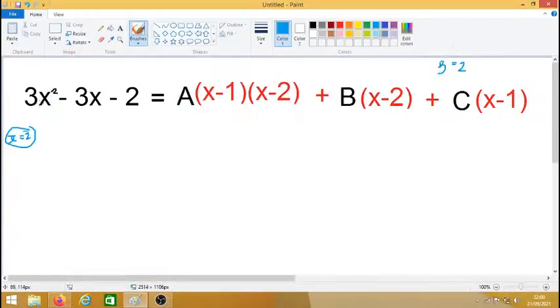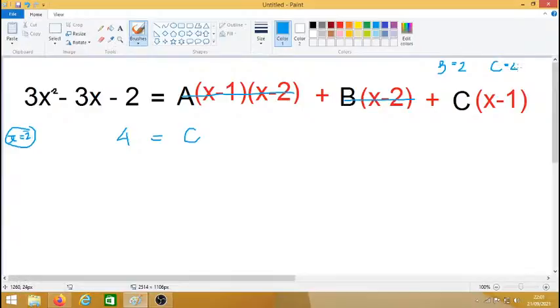Okay, we're going to do 3 times 4. That's 12, take away 6, and then take away 2. So that becomes 4. And with the x being 2, this bracket will become 0, so that makes the whole thing 0. This will become 0. We're just left with c times 2 minus 1. That's just c. So now we've got our c as well, which is 4.